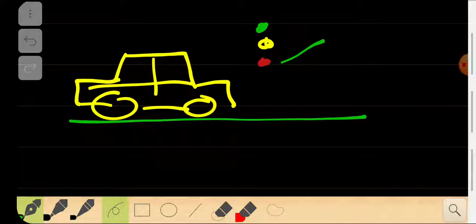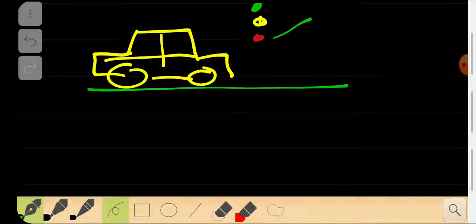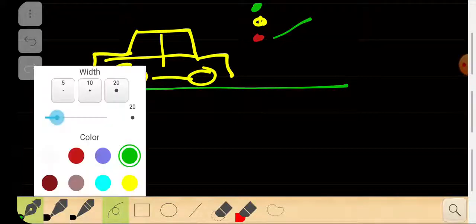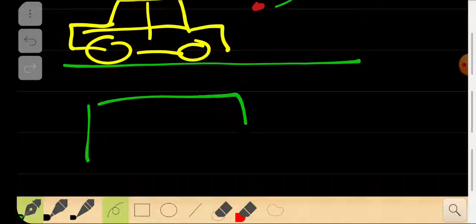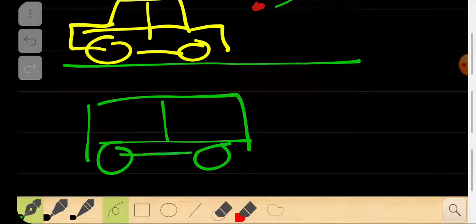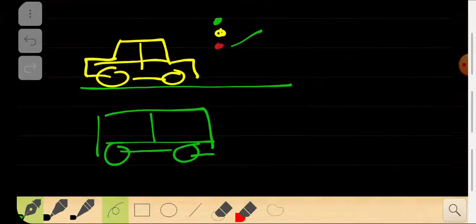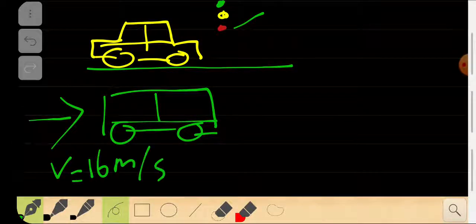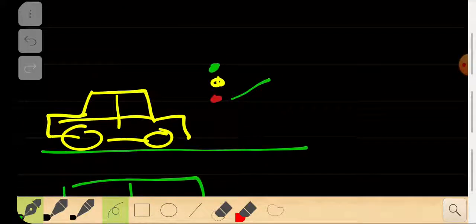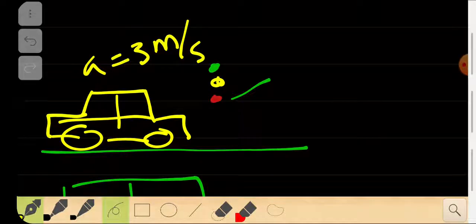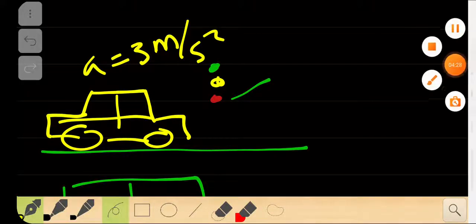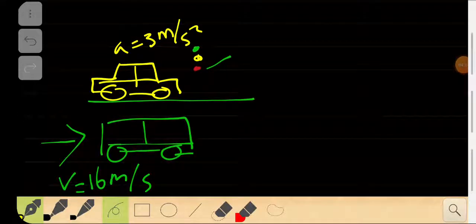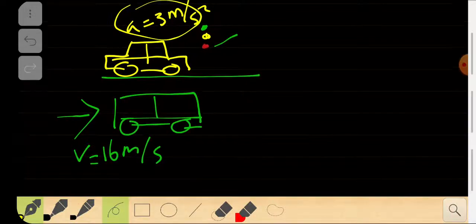Your motion is at rest now, and you are waiting for the light to turn. Now there is another thing, which is a bus. Okay, there is a bus now, a simple bus, and it is coming from this direction with a velocity of 16 meters per second, and the car is at rest, and it has an acceleration of 3 meters per second squared. That's the acceleration that the car can have, and this is the velocity of the bus.